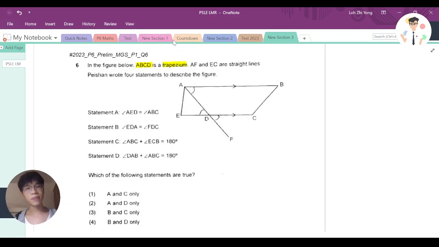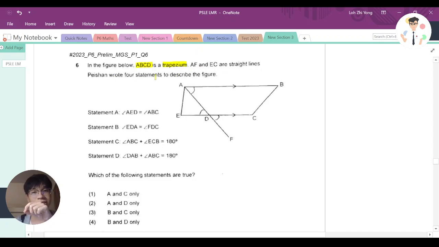And when it talks about trapezium, you should know it has one pair of parallel lines. And that pair of parallel lines, if you have a line cutting through, here plus here will be equal to 180. Okay, let's move on. AF and EC are straight lines.